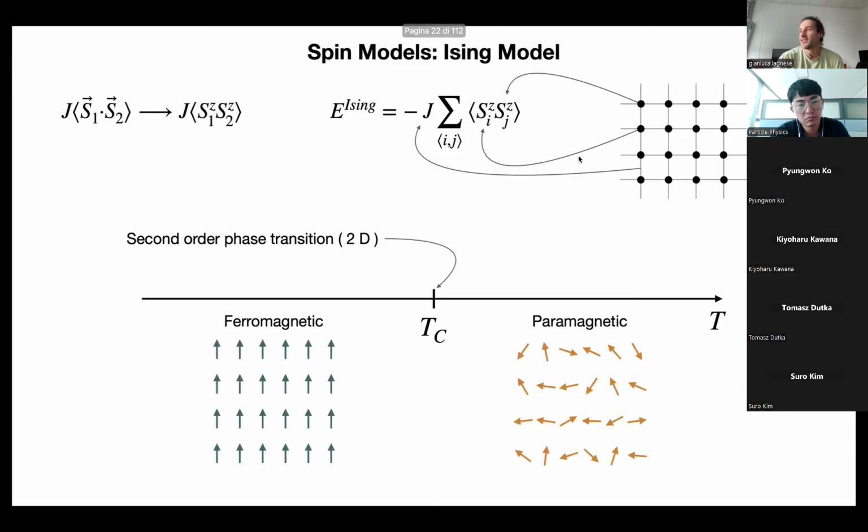As I already mentioned, this is already an interesting model, because we know that in two or more dimensional space you have a phase transition, a thermal phase transition, occurring at a certain temperature from the ferromagnetic to the paramagnetic phase. Ferromagnetic, of course, means that the model shows some spontaneous magnetization. So if you compute the expectation value of SZ over your system, it will be different from 0.